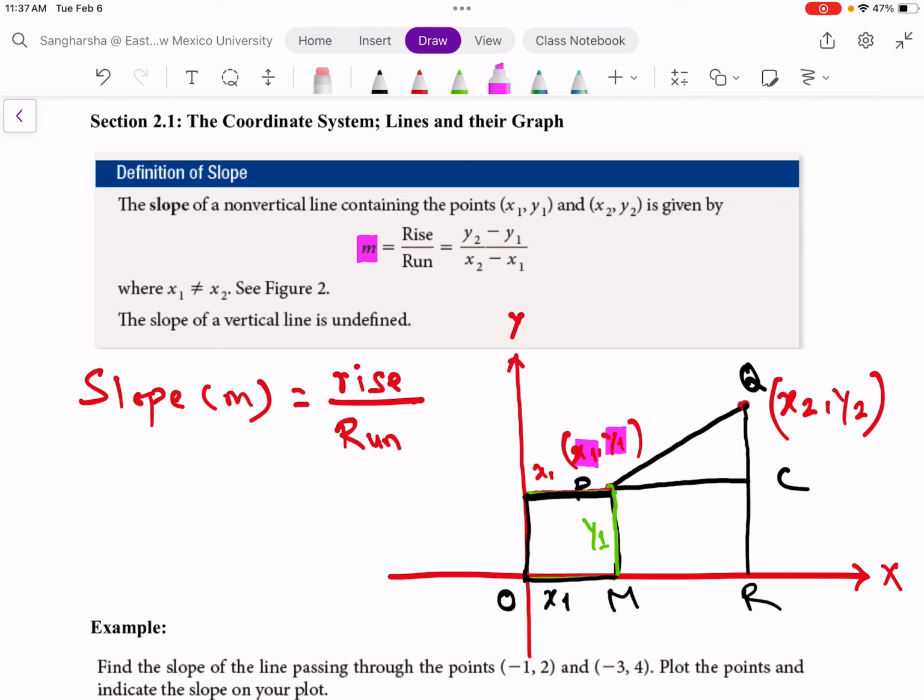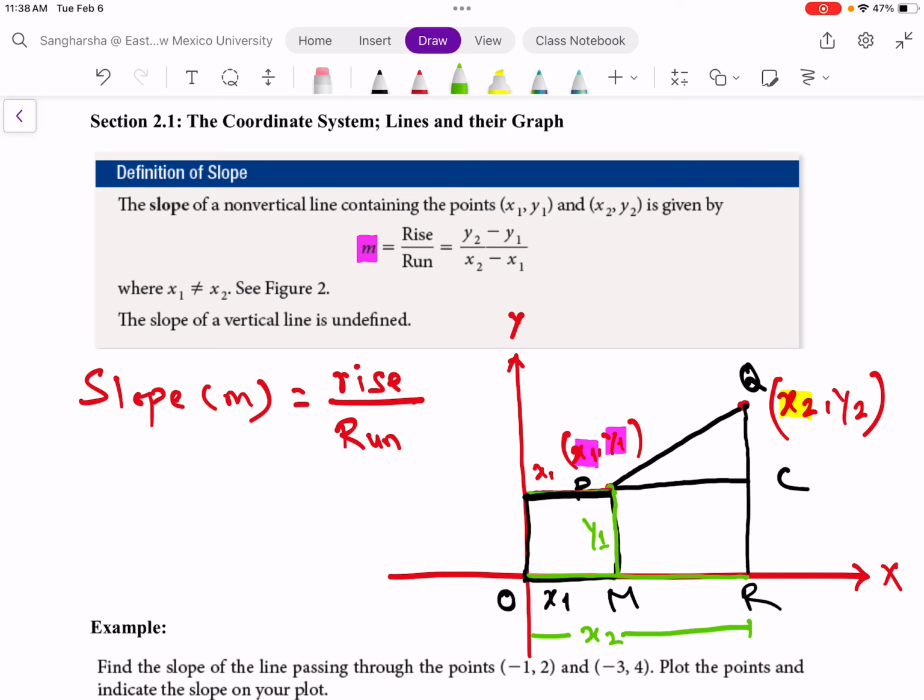In a similar way, what about this x2? What is x2 for point Q? What does it tell us? x2 is the distance of point Q from which axis? From the y-axis. Is that distance the same as this distance? Do you all agree? So we can call OR x2. From O to R we have a distance x2.